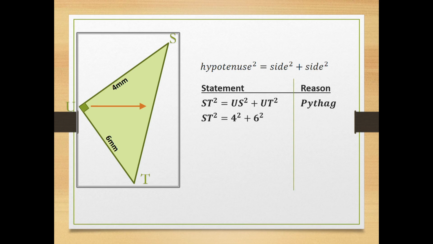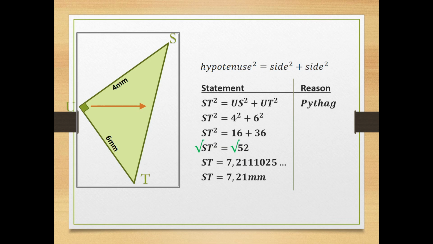I do know what those side lengths are, so I can fill that in. So I'm going to have 4 squared plus 6 squared. And if I calculate that, I'm going to have 16 plus 36, which is 52. There I've worked out ST squared. But I'm not trying to work out ST squared, I want to work out ST by itself. So how do I get rid of the square? I need to do the opposite, so I need to square root. And if I square root that, I'm going to get a bunch of decimals, which I need to round off. In this case, I'm just going to say 2 decimal places. So ST is equal to 7,21 millimeters. So there I was calculating the hypotenuse.